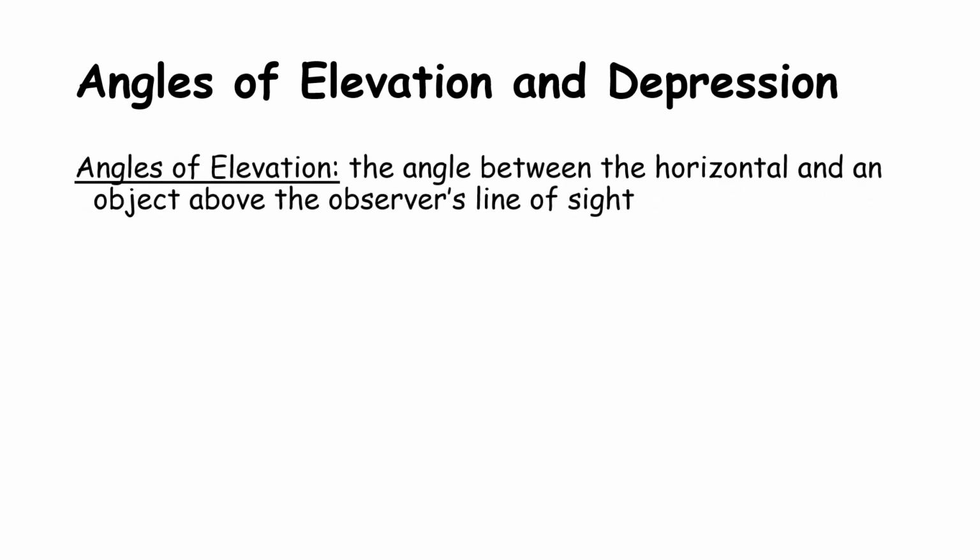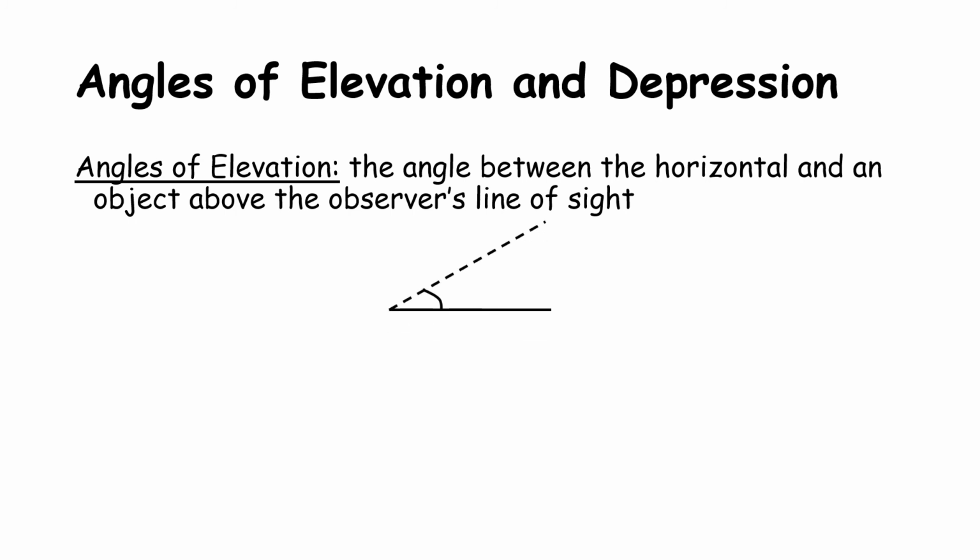So now let's talk about two words that appear as we talk about real-world examples in trigonometry, and that is an angle of elevation or an angle of depression. So the first is, if we're talking about angles of elevation, it's the angle between the horizontal and an object above the observer's line of sight.